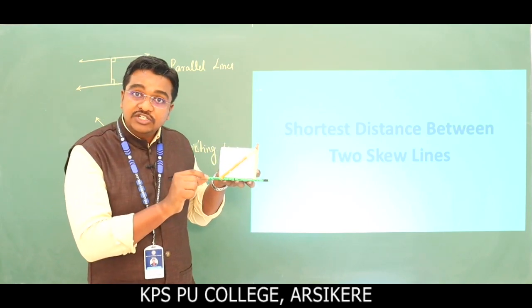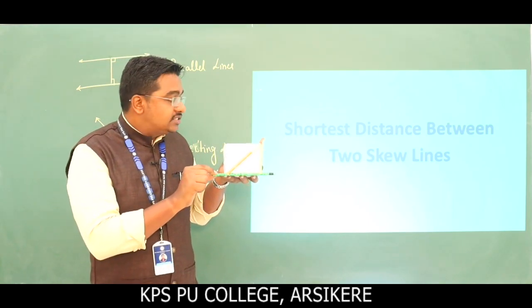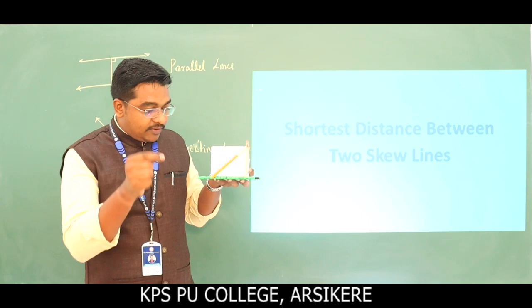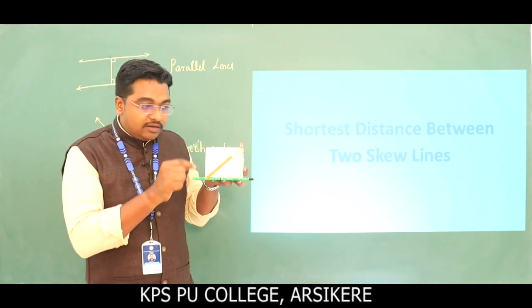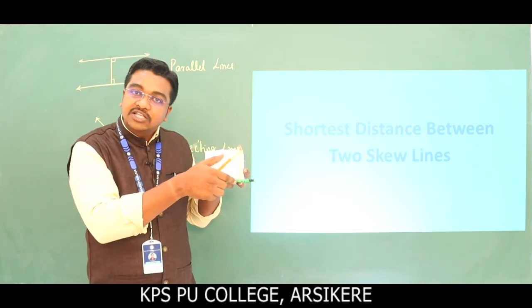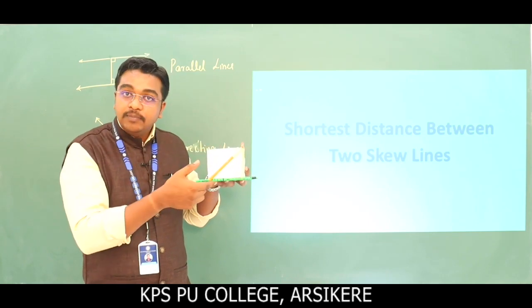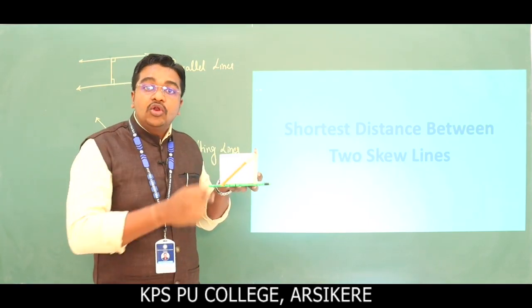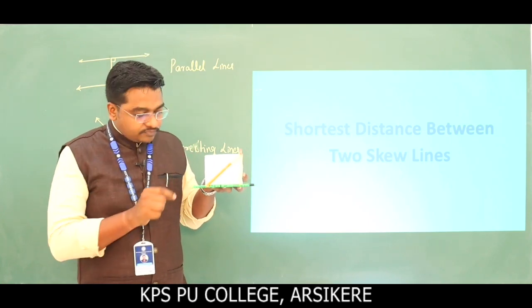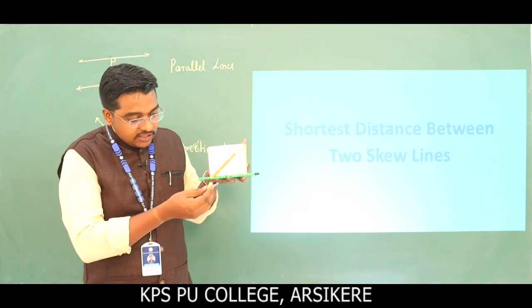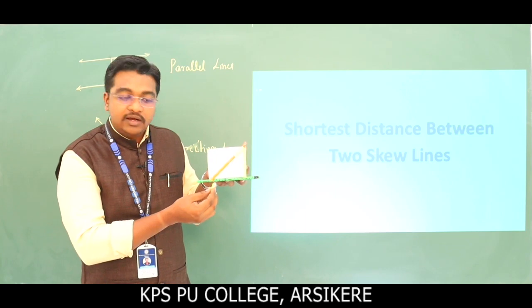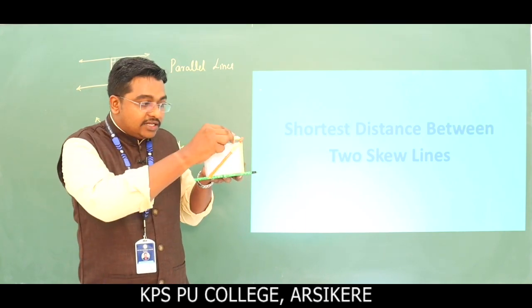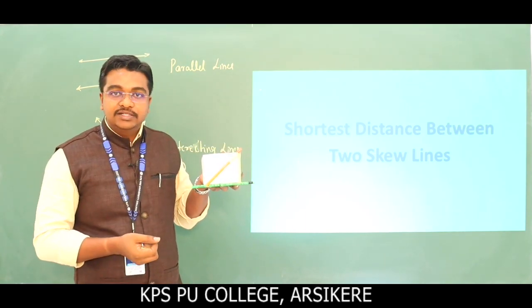Let's have a brief discussion about the shortest distance between two skew lines. Listen. Here we have a line, this is another line, these two are skew lines. They lie in different planes, they are non-planar, non-parallel and non-intersecting. Suppose this line is passing through a point, I will take this as S, and this line is passing through another point T.